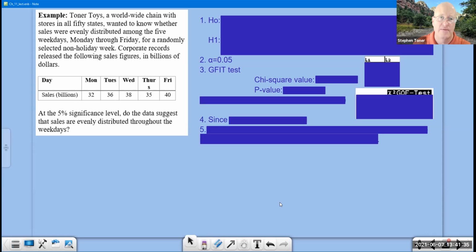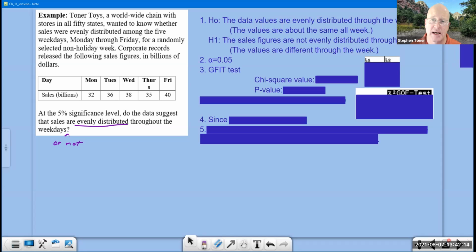So for a sample of these days, not including the holidays, here are the corporate records that were released in billions of dollars. At the 5% significance level, do the data suggest that the sales are evenly distributed throughout the week? Evenly distributed being, and we can almost at the end say, or not. Okay, now what does that mean? Well, we'll get into that in just a little bit, but let's take a look at how I wrote out the null and alternate hypothesis.